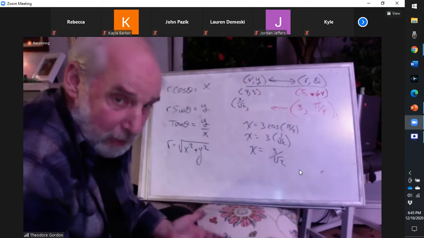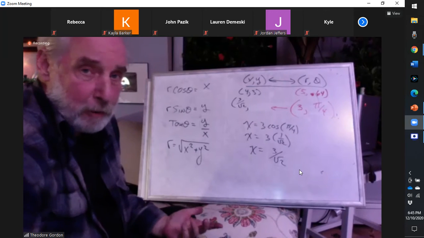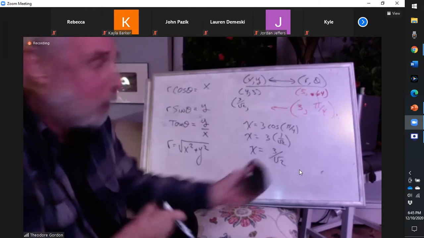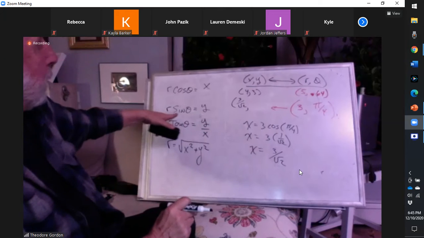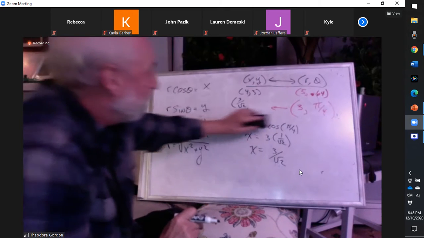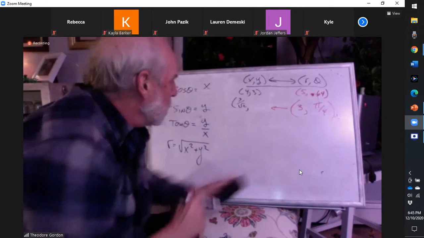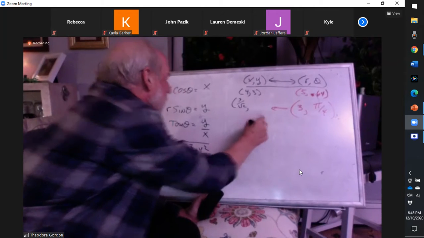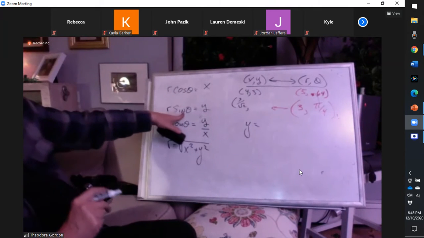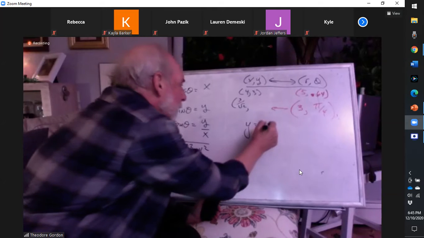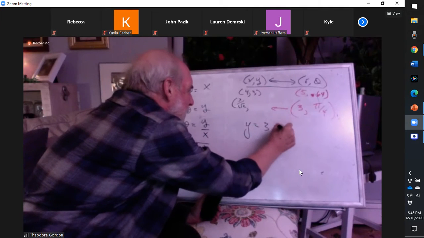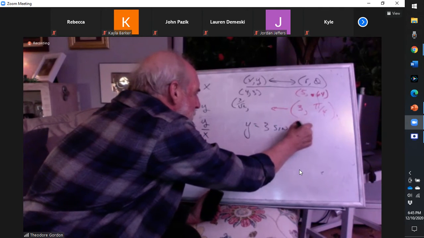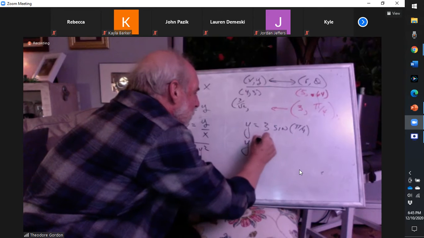This isn't very difficult stuff, but if you've never seen this before, well, it's nice to see that. To figure out the y value, we do the same thing. So y will be equal to r times the sine of that angle. So that's going to be 3 times the sine of pi over 4.